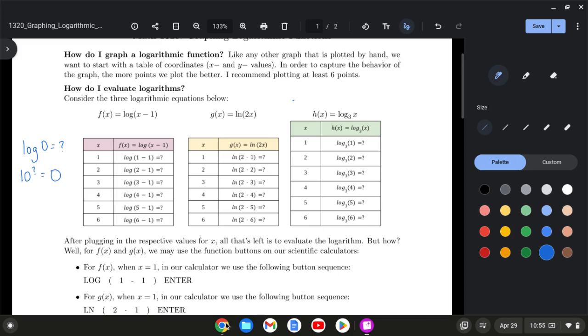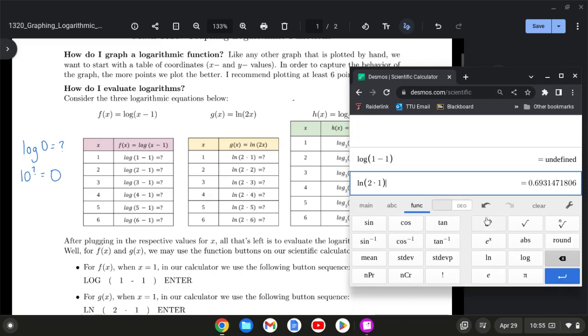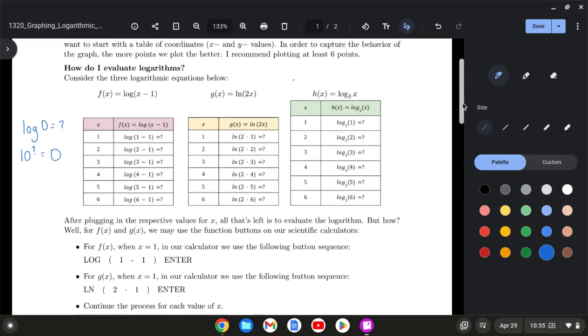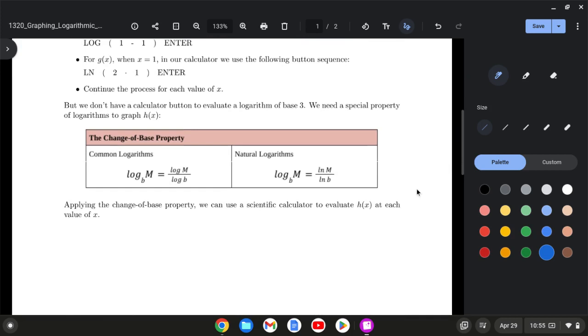Well, if I go back to my scientific calculator, there is no log base 3 button. I only have the common log and the natural log. So we can't use our scientific calculators to evaluate this function. So we're going to need a special property, and that's called the change of base property.